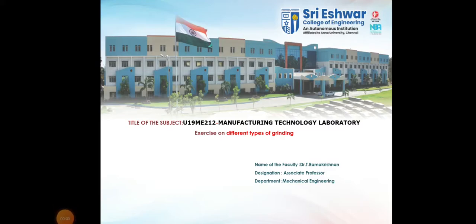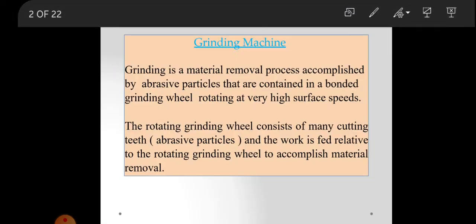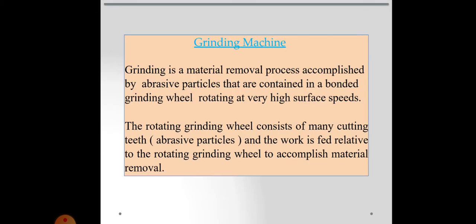Hi, so today I'm going to talk about different types of grinding processes used in the manufacturing technology laboratory. First of all, we want to know what is meant by grinding and where exactly we use the grinding process. Grinding is a material removal process used wherever a very good surface finish is required, and we can remove sharp edges, corners, and rough surfaces with the help of the grinding process.